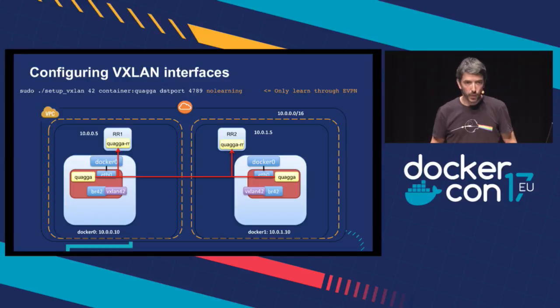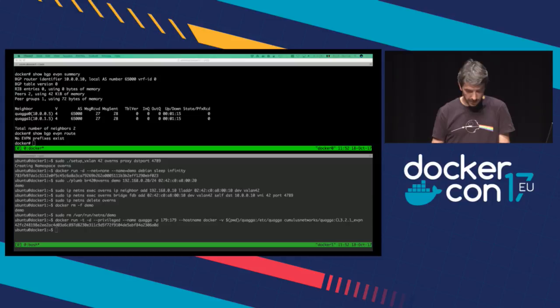You remember before, when I created the overlay namespace, I used the setup VXLAN script. And I'm going to use it again. It's going to be very similar, but instead of creating an overlay namespace, I'm going to use the Quagga namespace. And I'm going to create the bridge and the VXLAN interface in this namespace. And there's another option that's slightly different: no learning. Basically, the VXLAN interface can learn traffic from the packets it sees. But we want to learn only through BGP. We don't want anything to be learned dynamically. We want it to be controlled by BGP. So I'm going to do that. Okay, so create these interfaces.